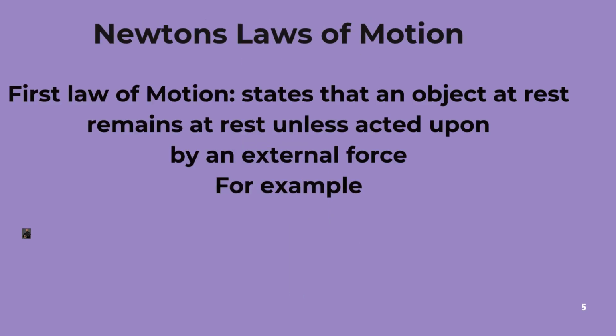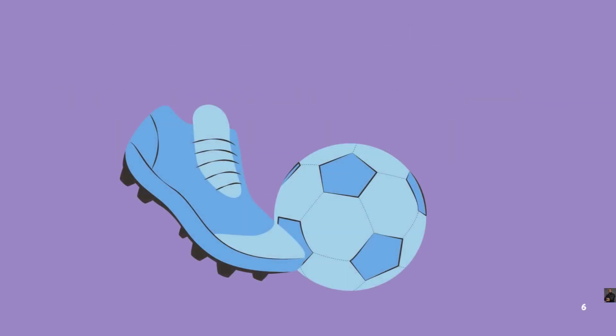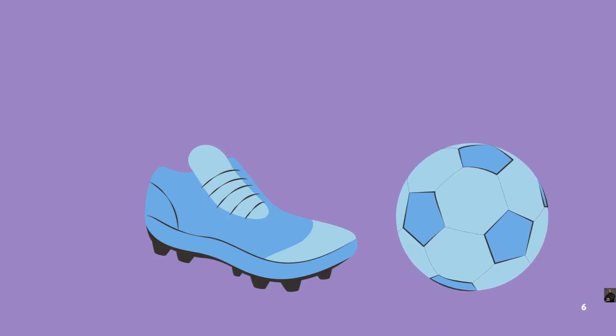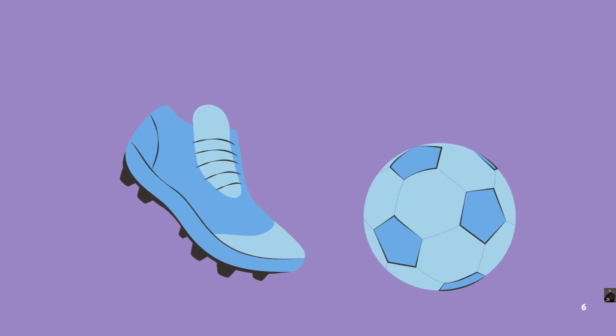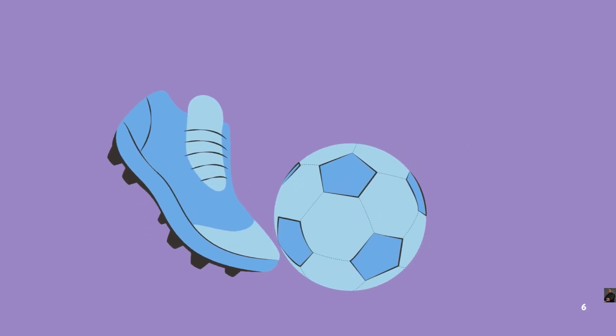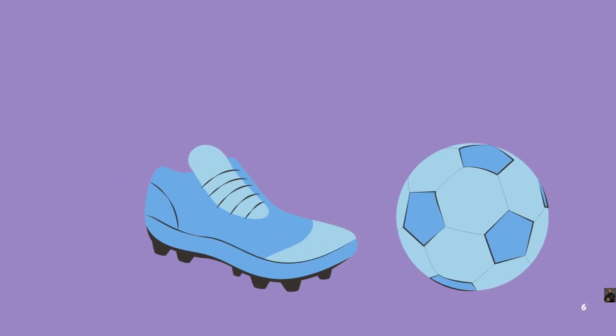Newton's first law of motion states that an object at rest remains at rest unless acted upon by an external force. For example, a ball will sit still unless it has been kicked or acted upon by an external force. This explains Newton's first law of motion.